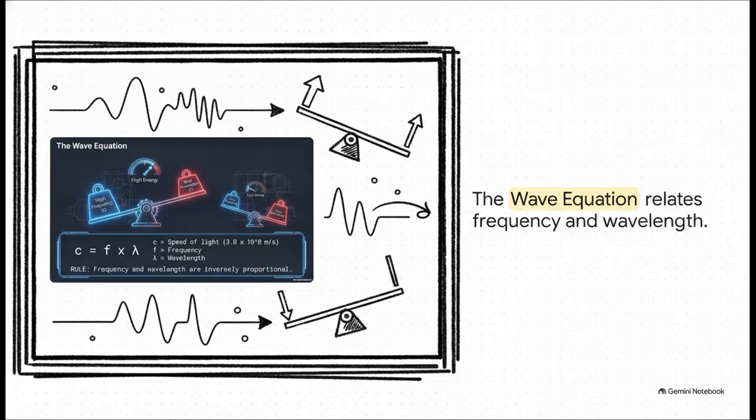Now for the light math. Enter the wave equation, which basically acts like a mechanical seesaw. It states that the constant speed of light, represented by little c, equals frequency times wavelength. Because c never ever changes in a vacuum, frequency and wavelength operate on an inverse seesaw. If frequency goes up, wavelength absolutely must go down to keep the whole equation balanced.